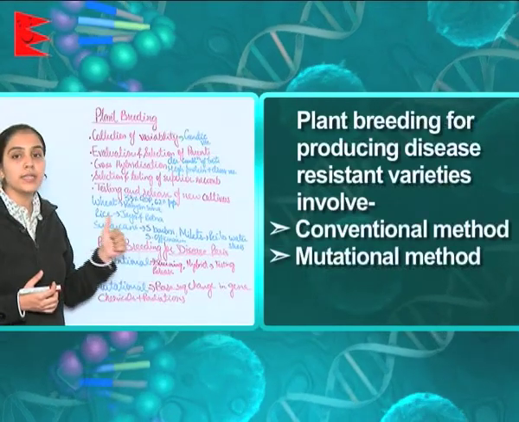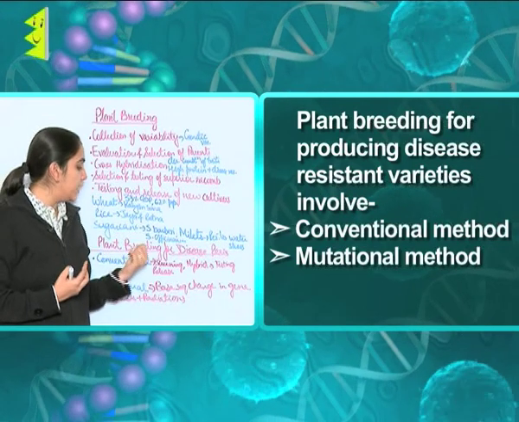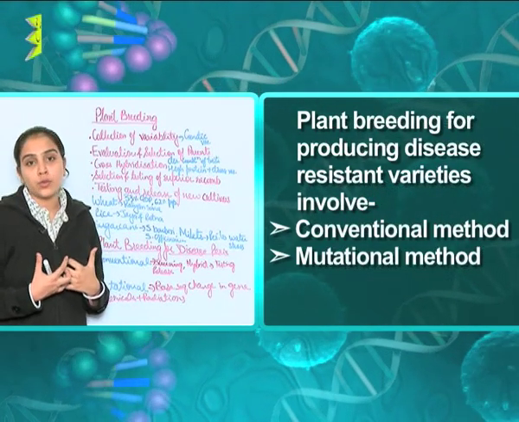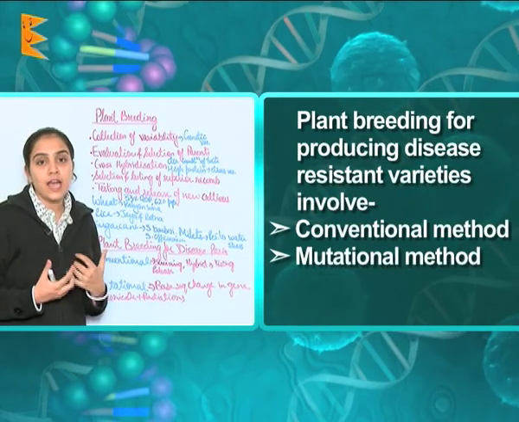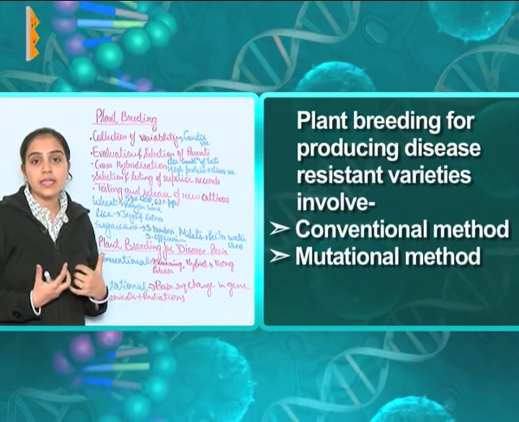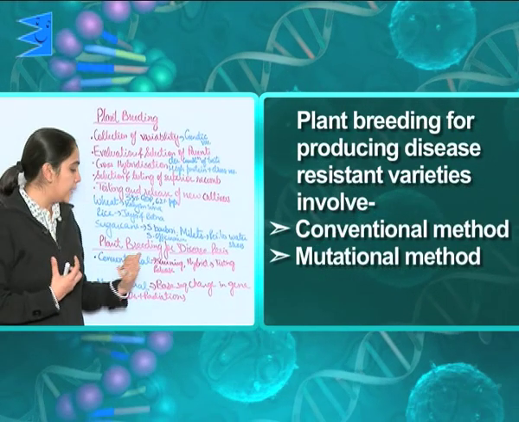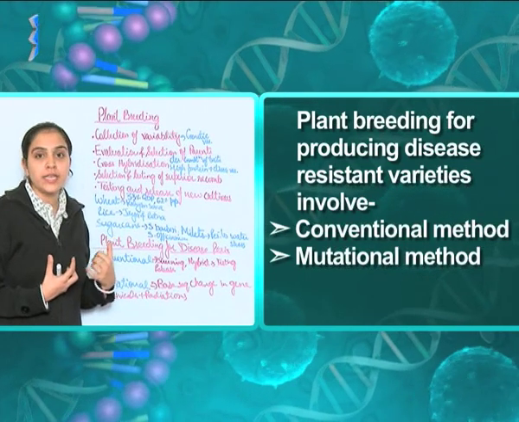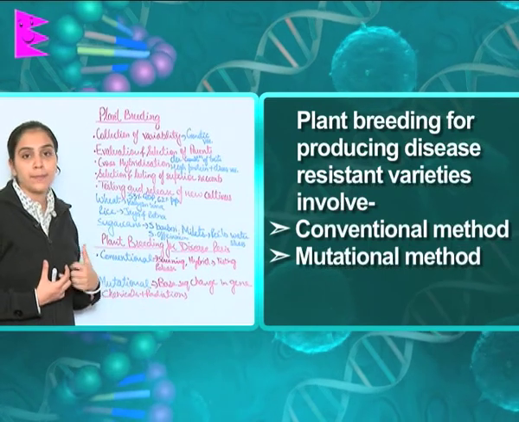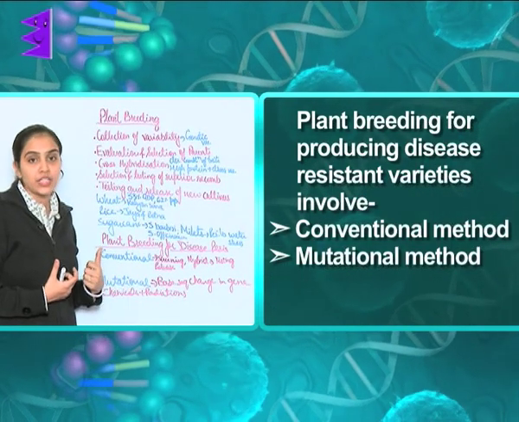Plant breeding for disease resistance. There are two methods to breed plants for making them disease resistant. A number of pathogens, fungi, bacteria and viruses attack plants, thus decreasing the yield as well as deteriorating the quality of the yield. So, we do plant breeding for making them disease resistant. Two methods can be applied in this: one is the conventional and the other one is the mutational method.